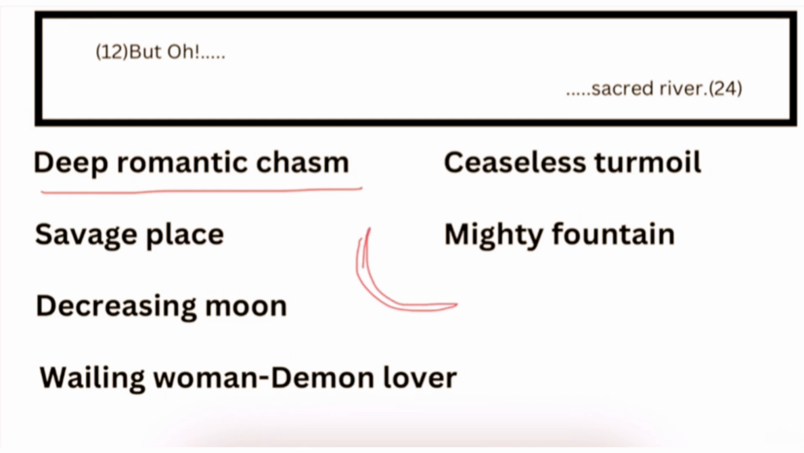Now, coming back to that deep romantic chasm, from that chasm there is a ceaseless turmoil of rocks and water, water forcefully coming out of that chasm, and all the rocks which are coming out of this chasm are bouncing back onto the surface of the earth.